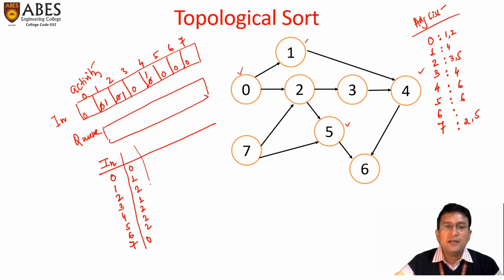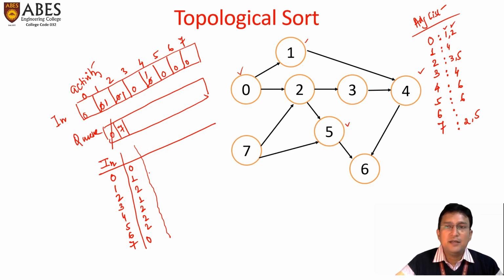Now you can see with the help of the in degree that there are two vertices which have the in degree 0. So those are the activities which can start by themselves automatically. So those are 0 and 7. So we add these two activities in the queue, and then we delete the first value from the queue, and we see the connections from 0. So the connections from 0 are 1 and 2.